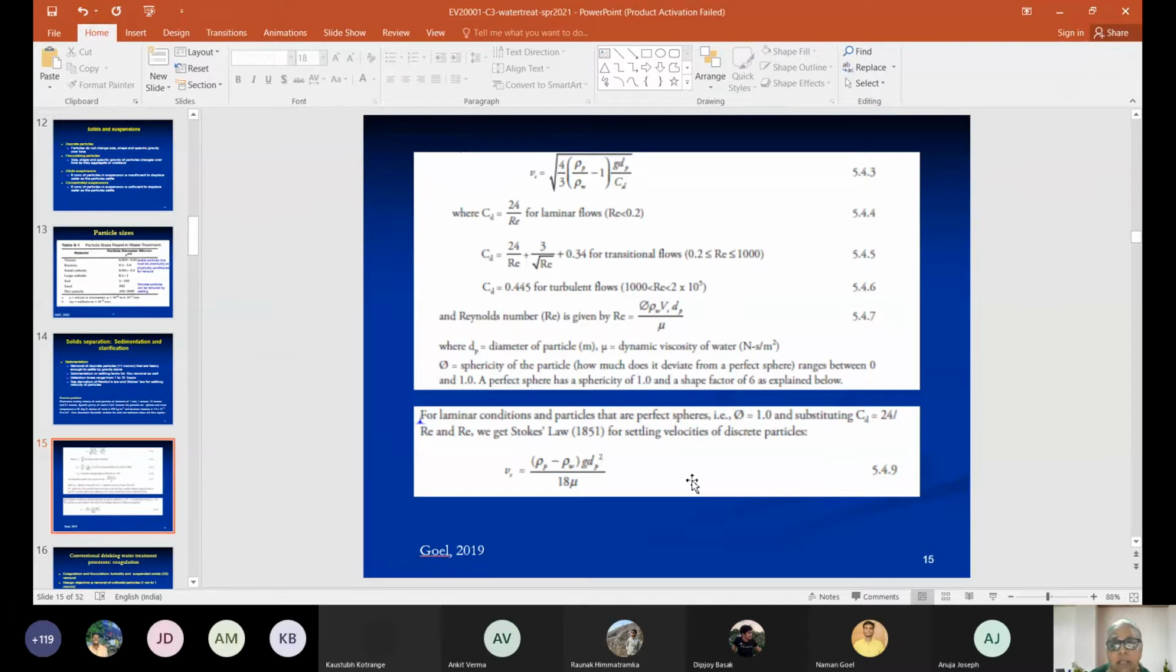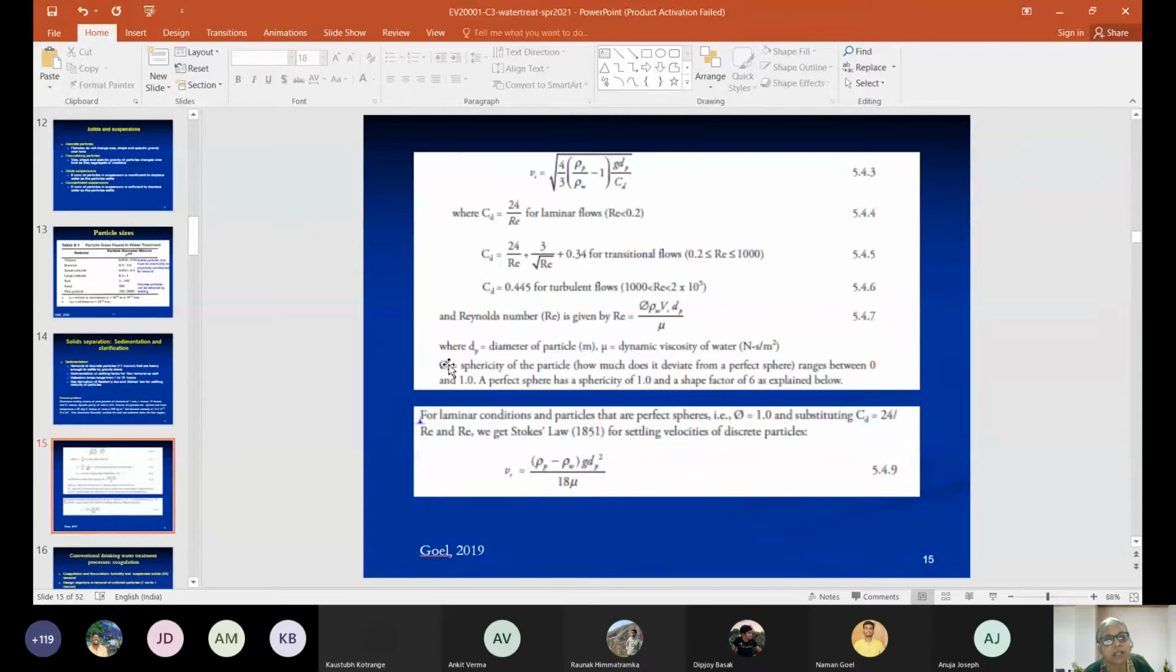I'll check this and come back to you. And then we have the diameter of the particle, and divide that by the dynamic viscosity, which is mu. Let me back up here. This should be small v. It is Vs, the settling velocity. So this is where we are. This is small v. Just make a note of that.